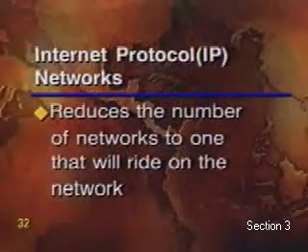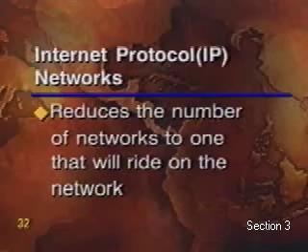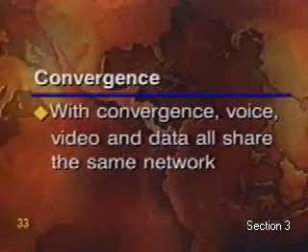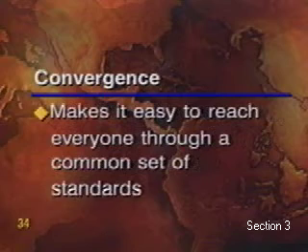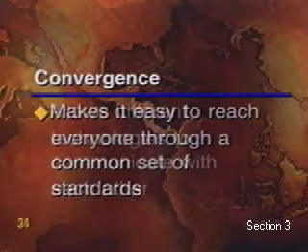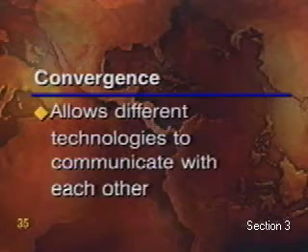Multiple networks proliferated until Internet Protocol, or IP networks, became the standard. With an IP network, the number of networks is reduced to one, and it begins to operate like an electric utility or an electrical service that reaches your wall outlet, where the wall outlet supports a number of appliances. The network identifies what sort of services it receives based on an IP address and a policy direction of convergence. With convergence, voice, video, and data all share the same network, making it easy to reach everyone through a common set of standards and allowing different technologies to communicate with each other.